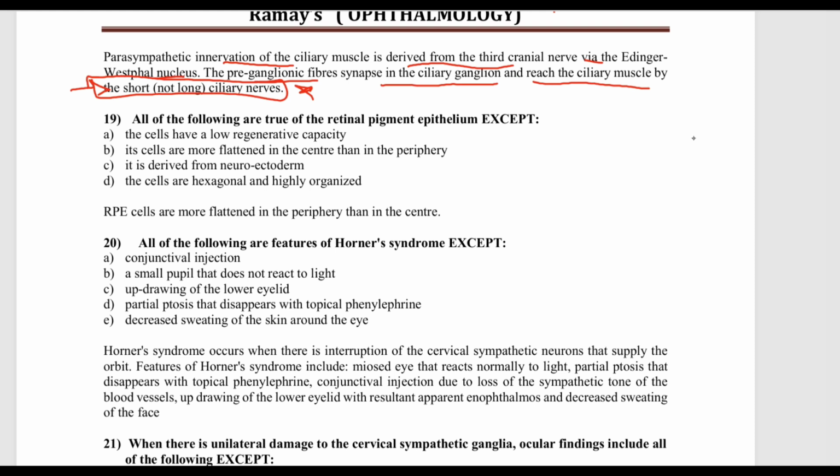So the correct option here is beta. What is written? Its cells are more flattened in the center than in the periphery. No, the cells are more flattened in the periphery than in the center.